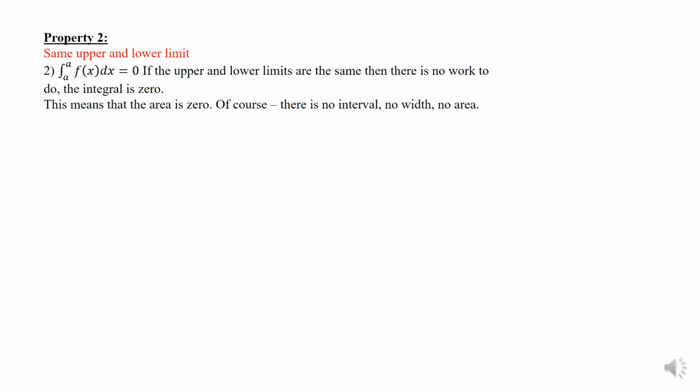Property 2 is about having the same upper and lower limit for the integral. So the integral from a to a of f of x dx will be equal to 0. It means you are not calculating any area. The upper and lower limits are the same, so there is no work to do. The integral will be 0, and the area is 0, of course. There is no interval, no width. This means that you will have no area.